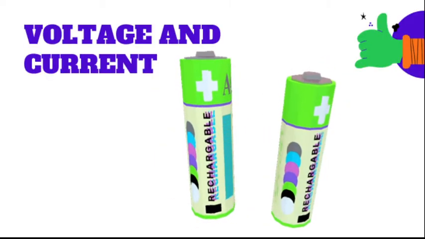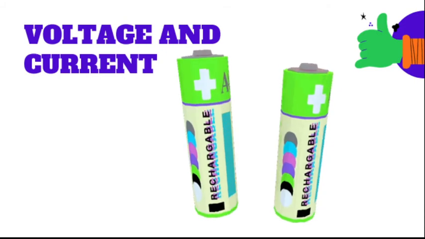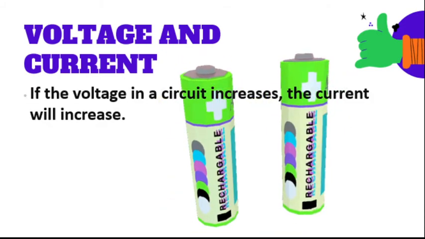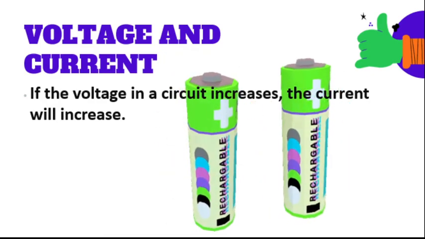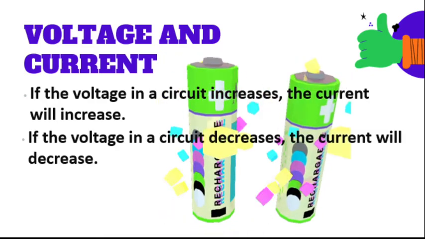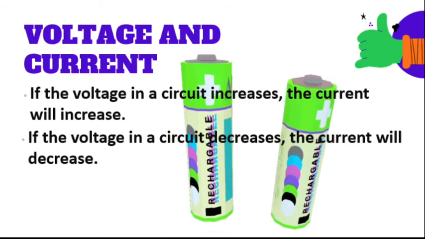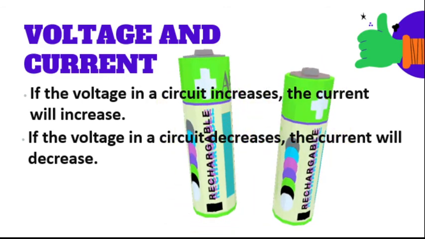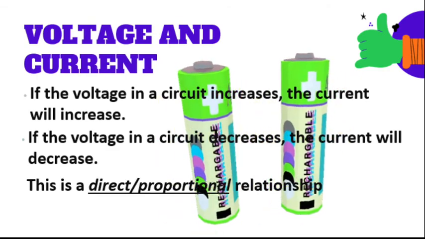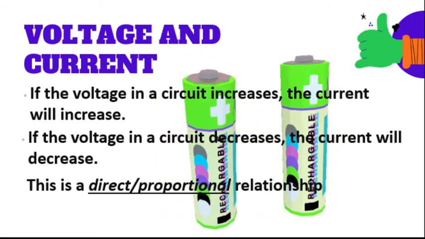So based from the activity, we conclude that if the voltage in a circuit increases, the current will increase. If the voltage in a circuit decreases, the current will also decrease. This is a direct proportional relationship.